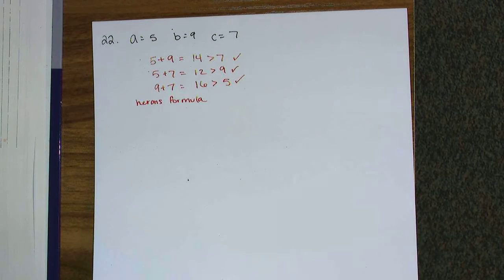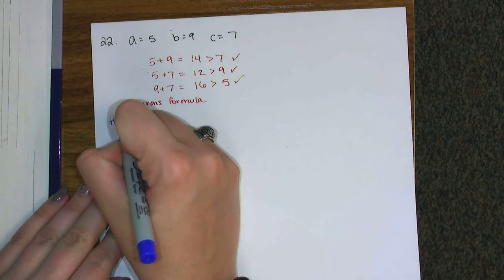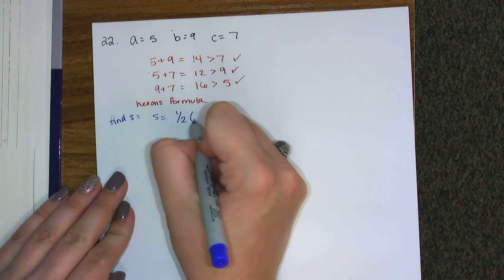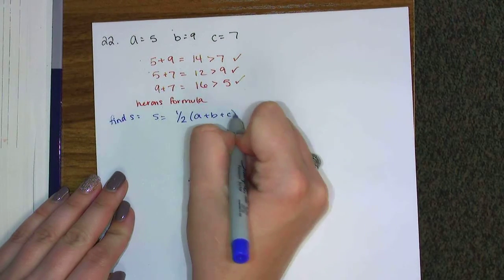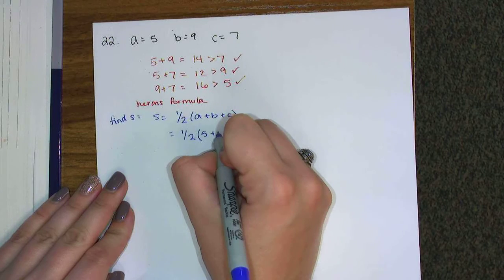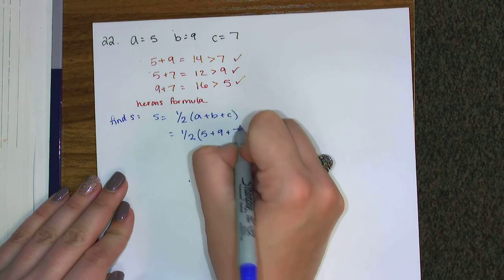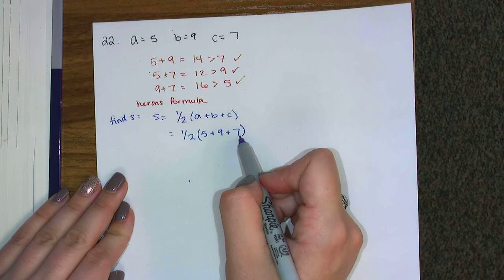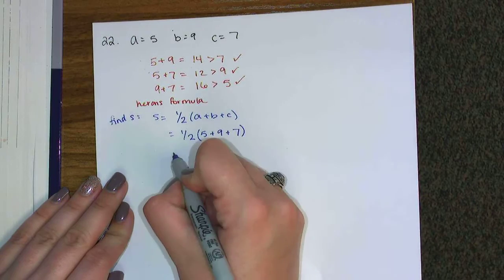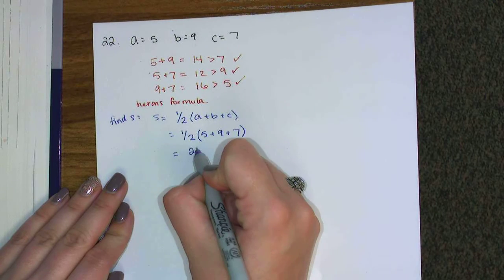So we need to first find S. And S is equal to 1/2 (A plus B plus C), which is 1/2 (A is 5, plus B is 9, plus C is 7). So 9 and 7 is 16, plus 5 is 21, divided by 2. So we'll leave that as 21 over 2 for right now.